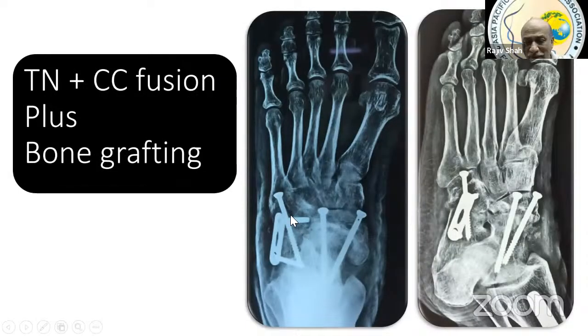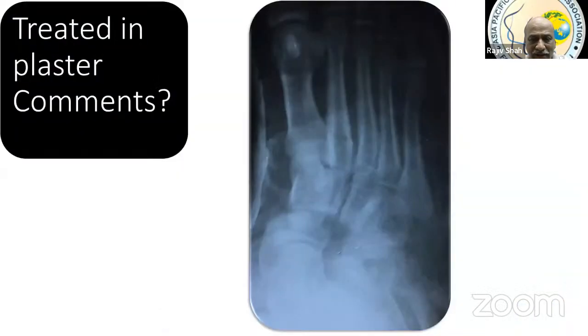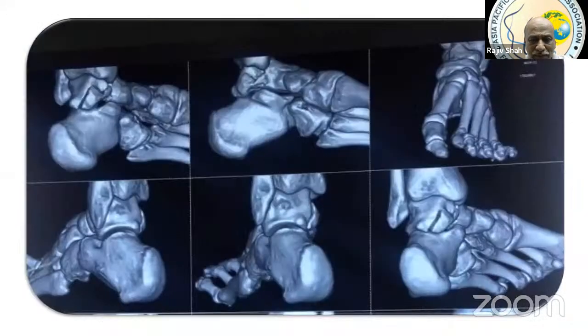So can you see this? Somebody was asking about the plate. This is a simple plate I've used on the cuboid side. So a simple plate, and my one screw is passing from distal to proximal, from cuboid to calcaneus. This is a very difficult trajectory. So talonavicular fusion plus calcaneocuboid fusion using bone grafting. They are all cancellous screws, sir. Do you first pass a guide wire and then drill? Yes, the guide wire is passed first and then you push in the cancellous screws. Okay. In this case, we already discussed.